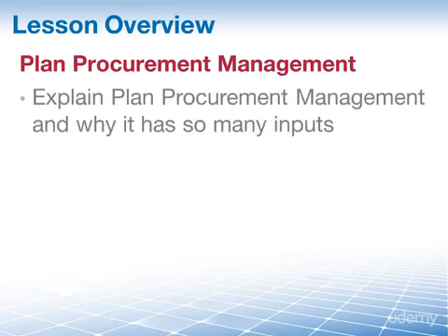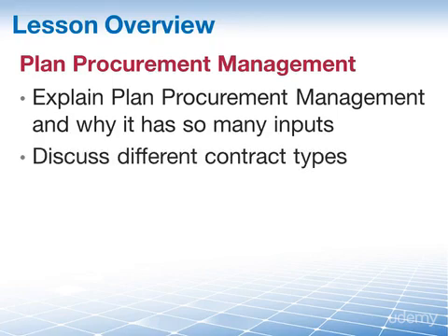So in this lesson, we explain what procurement management planning is all about and why it has so many inputs. There are 9 inputs for this process, and we will go through each one and how they influence the process. We also discuss the different types of contractual agreements that can be reached between a buyer and a seller. Different contract types allow for different payment arrangements and assignment of risk to the buyer and seller. They provide various ways for rewarding sellers for meeting procurement objectives.